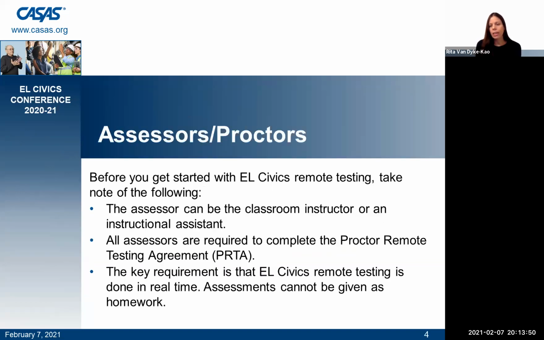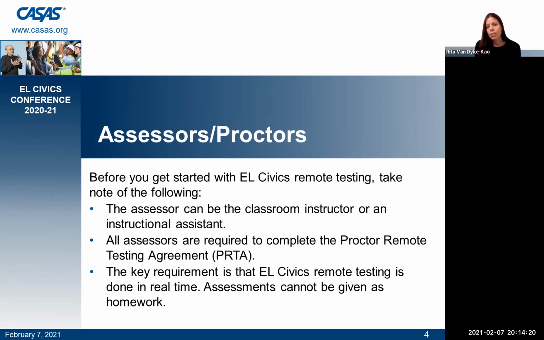And just a note here, it's really important that before you get started with EL Civics remote testing, you have to make sure that you follow a few procedures. One thing we wondered is, how much time is this going to take? How much time do our instructors need to spend assessing students, and how will that take away from their instructional time? So we had some classroom instructors that were very willing to be assessors.